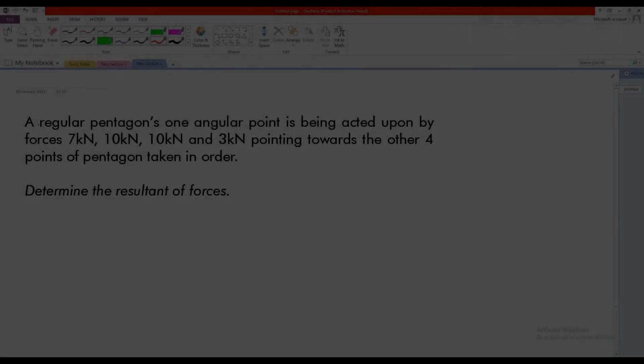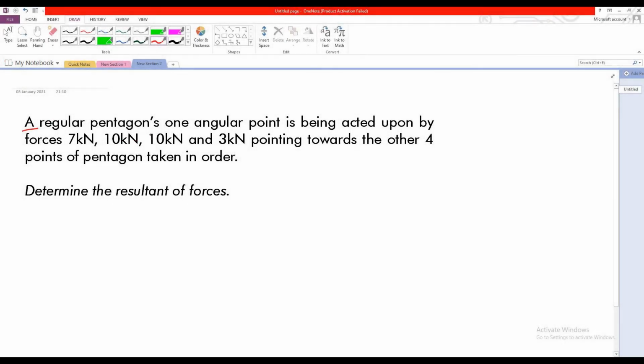So here the problem is: a regular pentagon's one angular point is being acted upon by 4 forces, 7, 10, 10 and 3 kilonewton, pointing towards the other 4 points of the pentagon taken in order. Determine the resultant. See, pentagon means a polygon having 5 sides. Therefore, first of all, let's draw a pentagon, and then we will fit all the data that has been given to us.